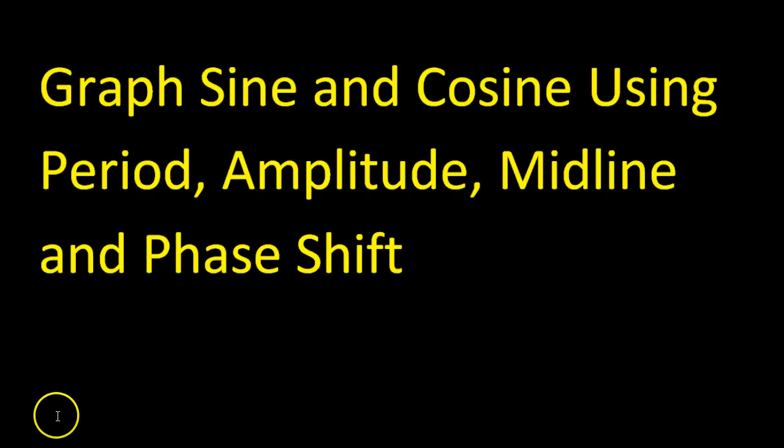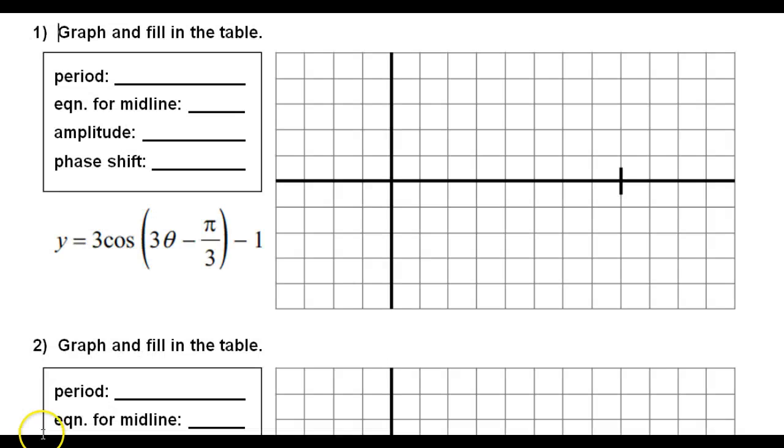In this video, we will graph sine and cosine using period, amplitude, midline, and phase shift. Several of these problems may not fit on the graph that I have provided, so we may have to graph backwards somewhat. You'll see what I mean. Anyway, problem number 1, it's always good to start with the period.